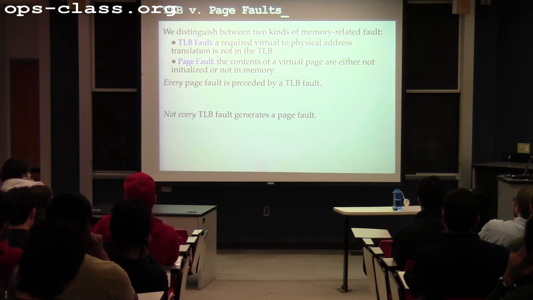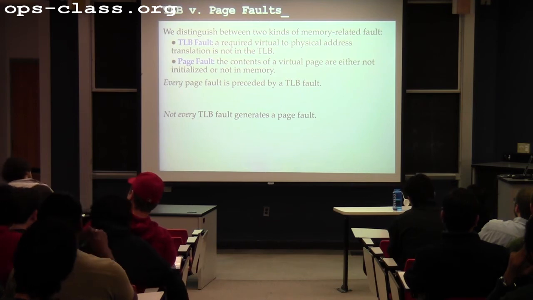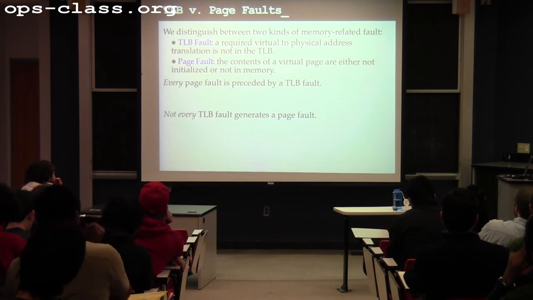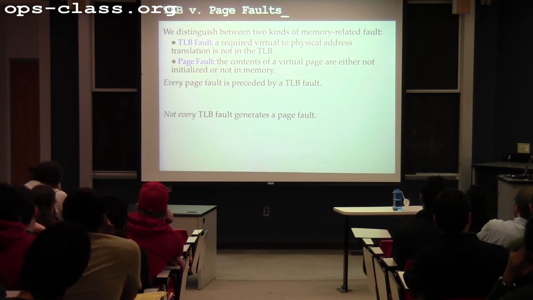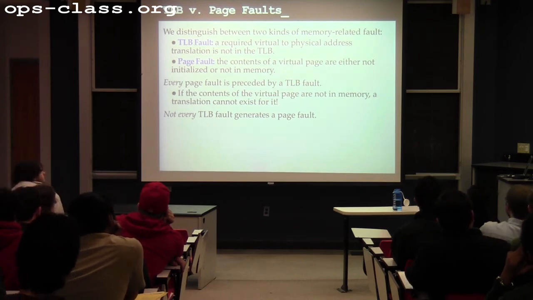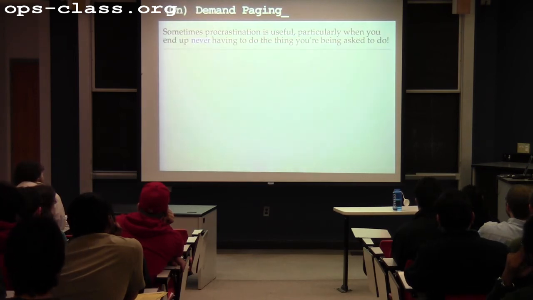Great. I think we talked about TLB and page faults before, but we distinguish between these 2 types of faults, right? So a TLB fault means that the page is not in the TLB but is in memory. A page fault means that the page is not in memory or hasn't been initialized. Essentially, if I need to find a page of memory, then this is a page fault and not a TLB fault, right? If the page is already in memory and all I have to do is update the TLB, then this is a TLB fault, right? And every page fault is, by definition, preceded by a TLB fault. But not every TLB fault generates a page fault.